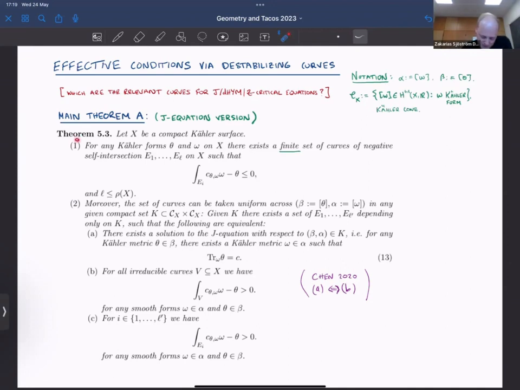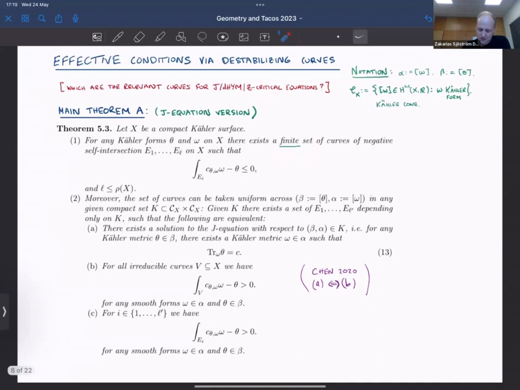The first part is that if you're on a compact Kähler surface, then associated to your X and your omega and theta Kähler forms, there exists a finite set of curves with negative self-intersection, such that this kind of integral is non-positive: destabilizing curves. So there is a finite number of destabilizing curves, and we even have control of this number. It's less than the Picard number of the surface.